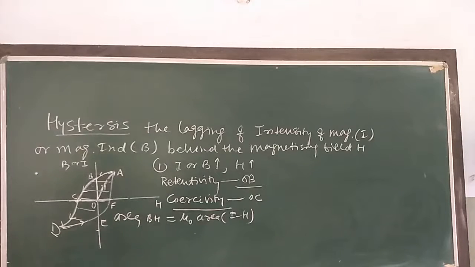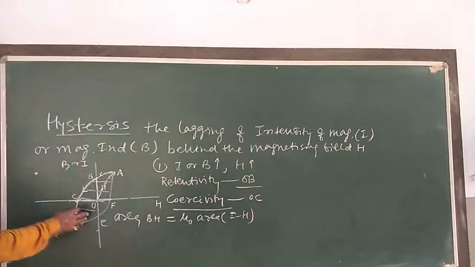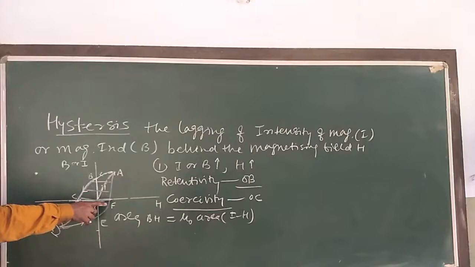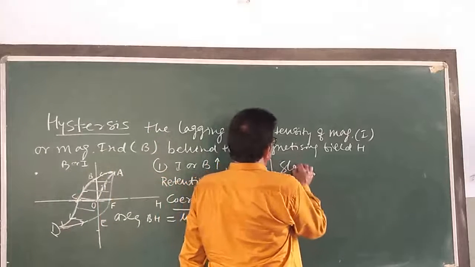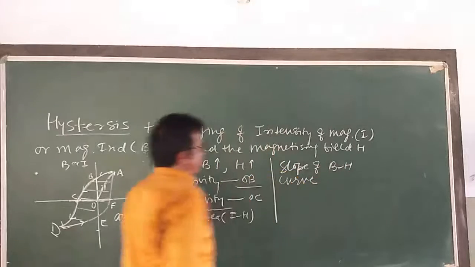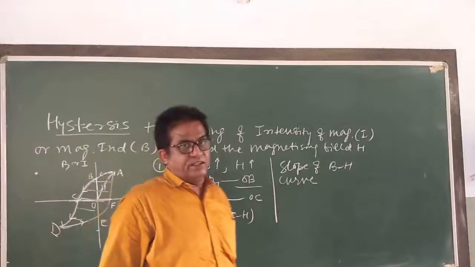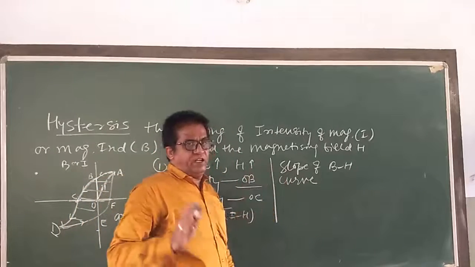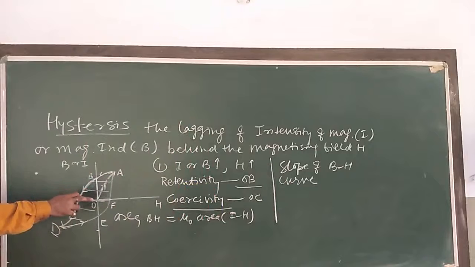The loss in energy appears as heat. Then, my dear children, the slope of the BH curve gives the permeability of the material, while the slope of the IH curve gives the susceptibility.